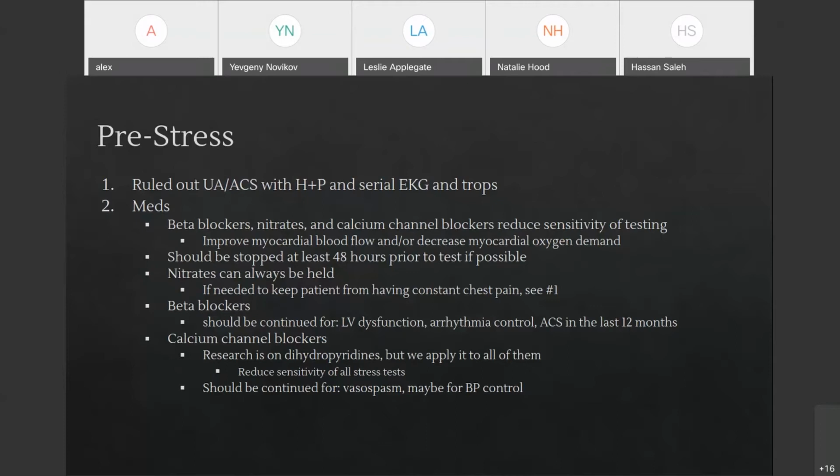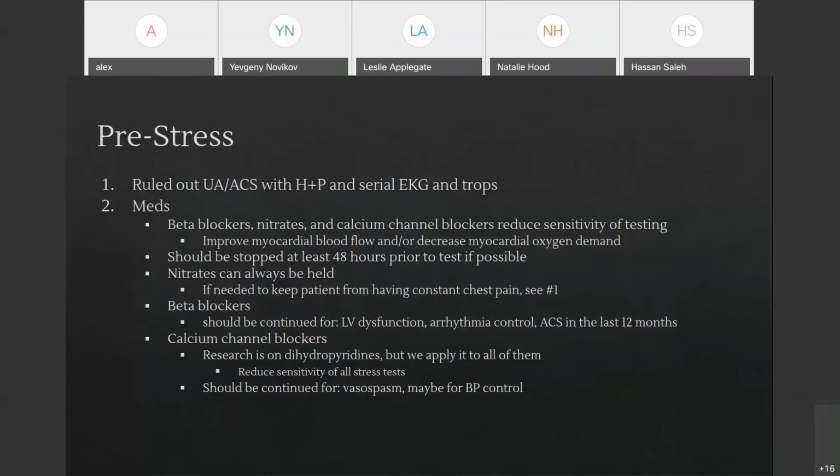So, if possible, you want to stop all those 48 hours before a stress test. Nitrates can almost always be held. If a patient is getting a nitro drip or continuous or frequent sublingual nitro to keep them from having constant chest pain, we should probably go back to step one here and make sure it's not unstable angina.